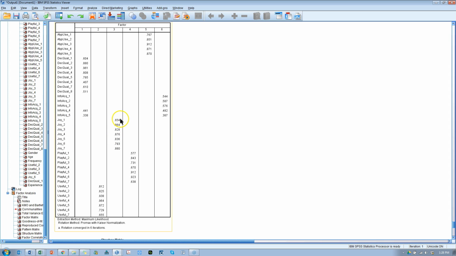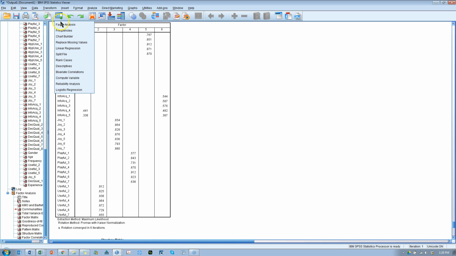Joy looks joyful. No problems there whatsoever. Playfulness looks incredible. And usefulness looks incredible as well. So, the only real problem is this discriminant validity issue between decision quality and information acquisition, which my guess is causing the convergent validity issue with information acquisition. So what would you do here?